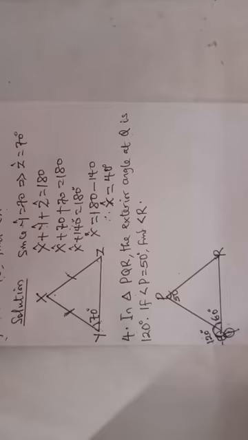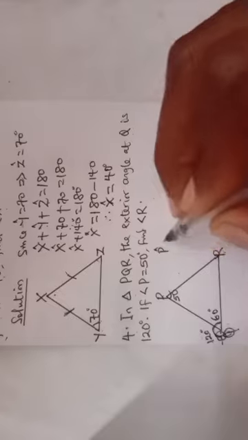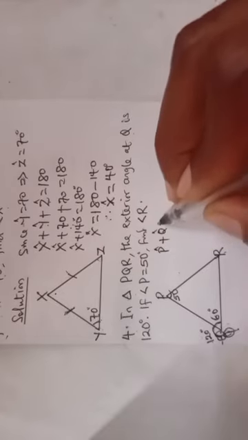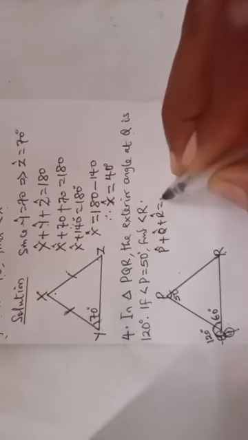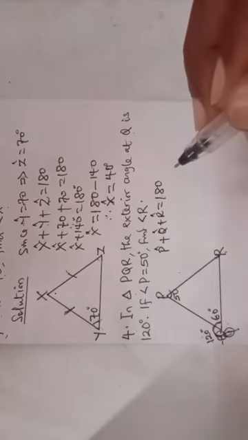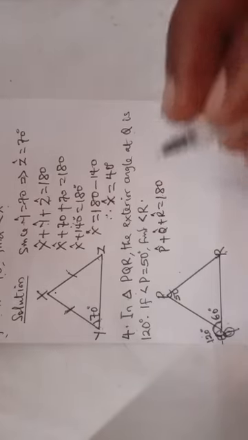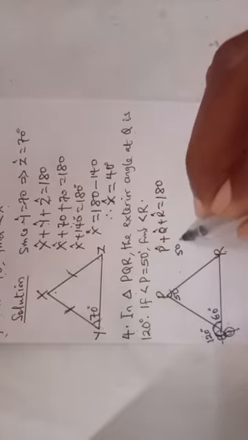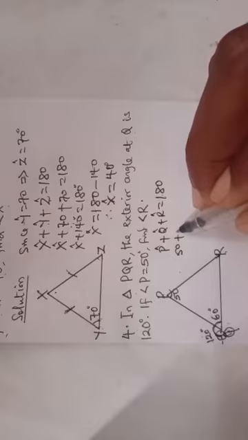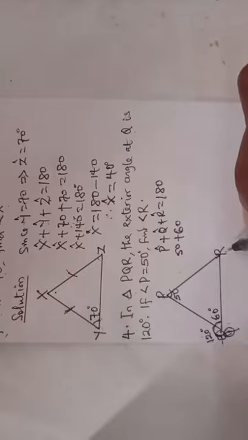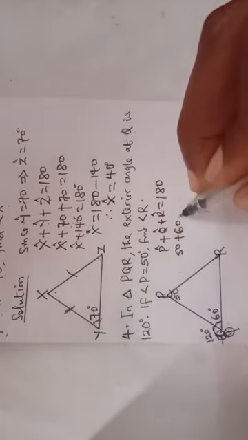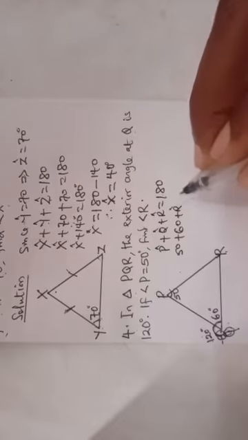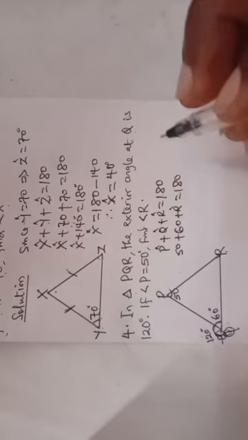Still the same theorem. Simply add angle P, angle Q plus angle R is equal to 180 degrees. Why? Sum of angles in a triangle. Angle P is 50, angle Q is 60. The angle I'm using here now is the interior angle. Is that okay? Now, angle R is not known. Is equal to 180 degrees.